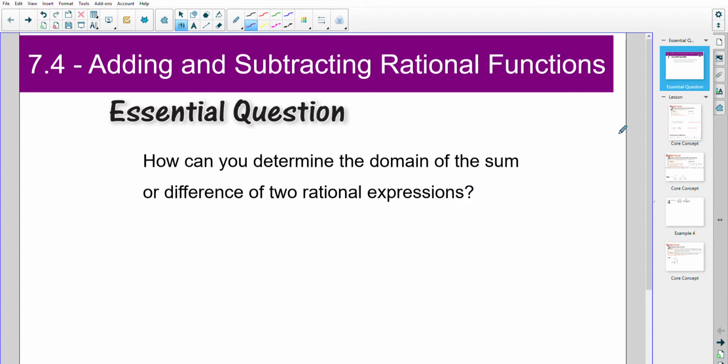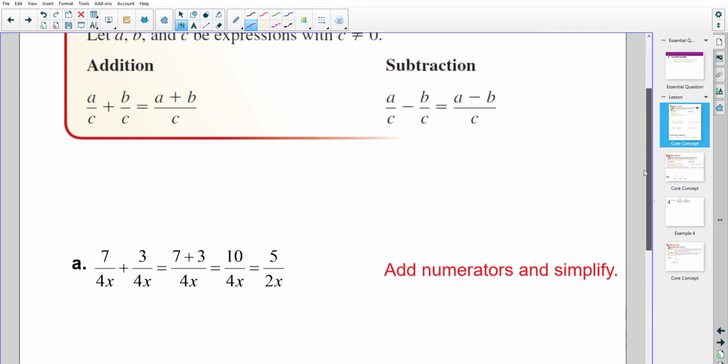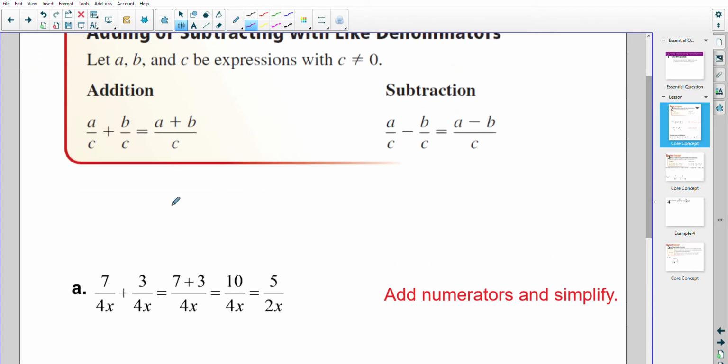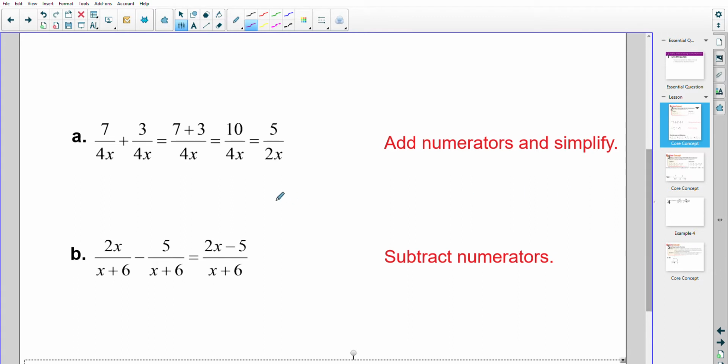7.4, adding and subtracting rational functions. The idea here is to get a common denominator and add the numerators. So when you have a problem where they have the same denominators, you simply just add the numerators or subtract the numerators, such as these examples.